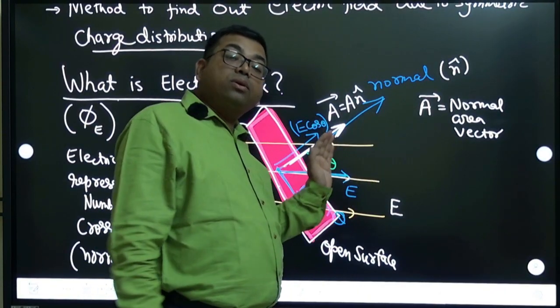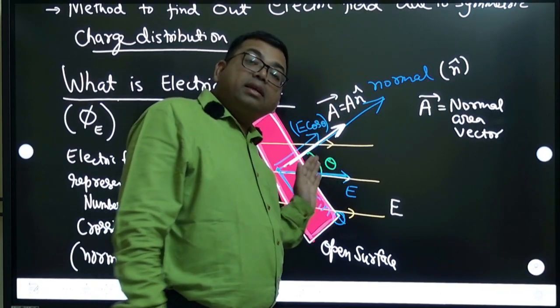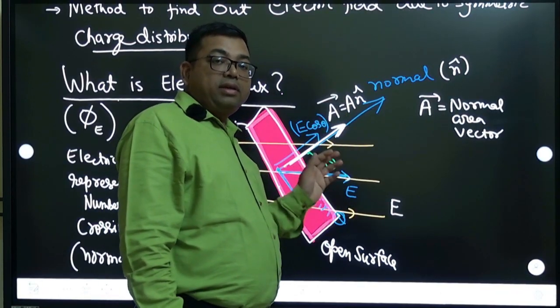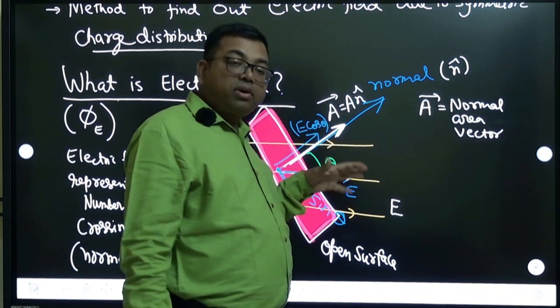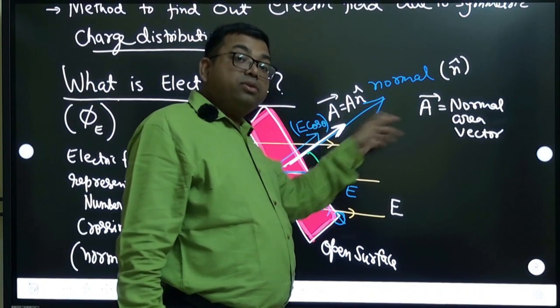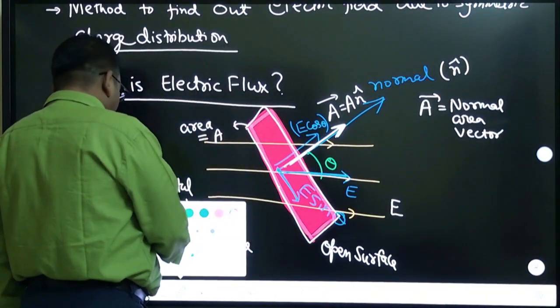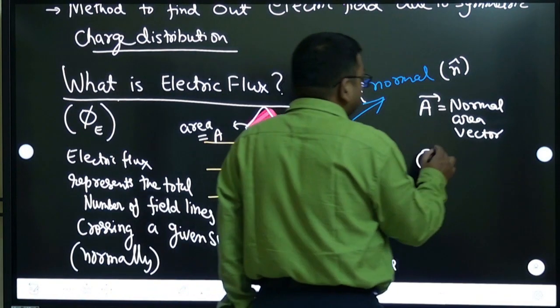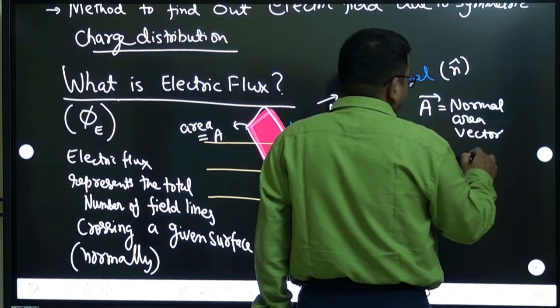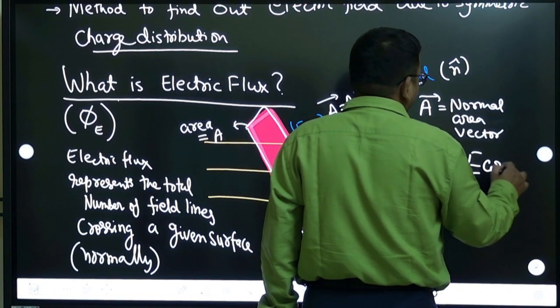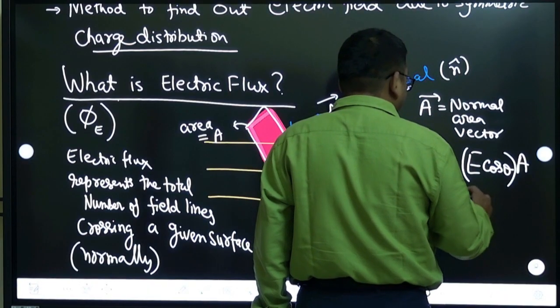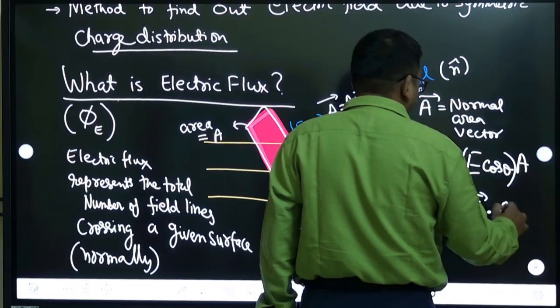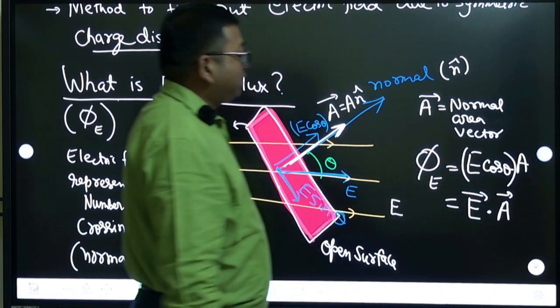So E cos theta you can take as cutting the area perpendicularly, right? For a unit area it will be E cos theta. For area A, it is A into E cos theta. So that's why electric flux is defined as E cos theta into the area, which can be written as E vector dot area vector. Are you clear about this? Yes.